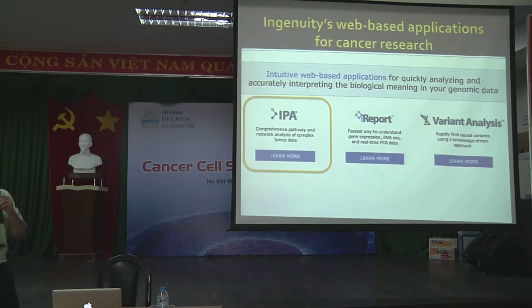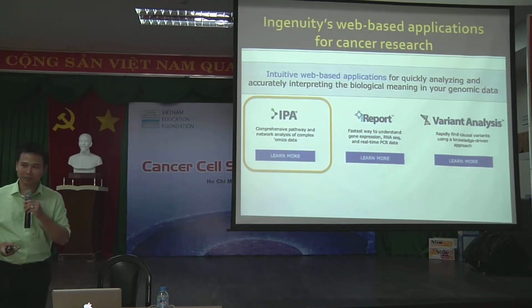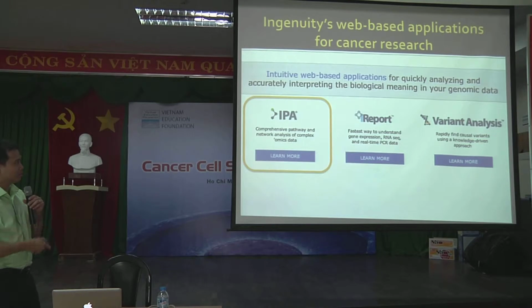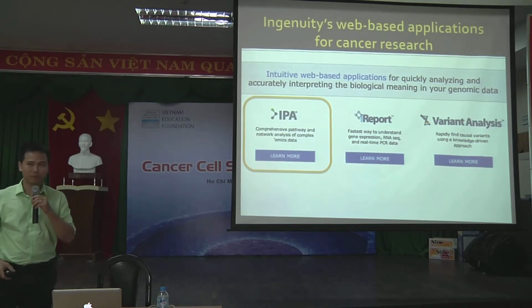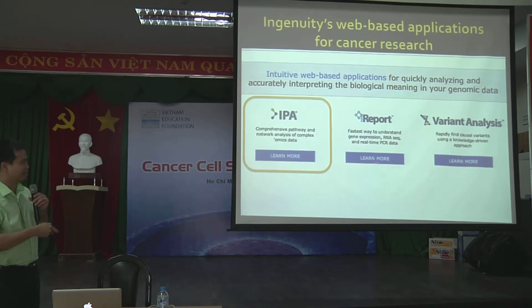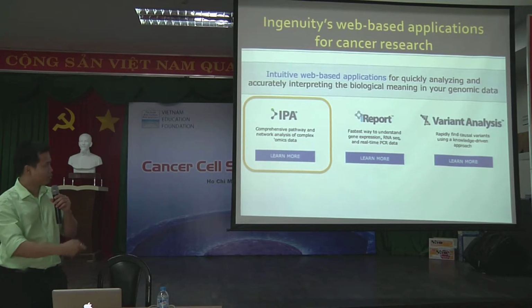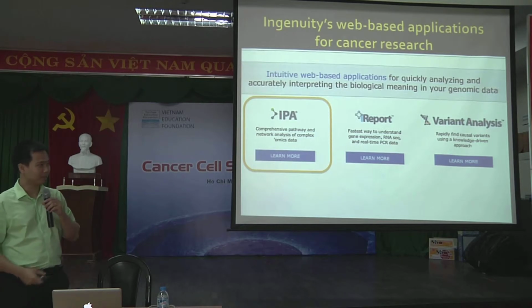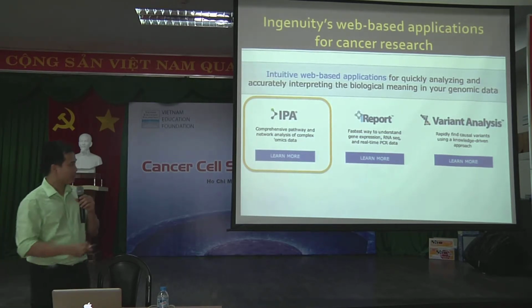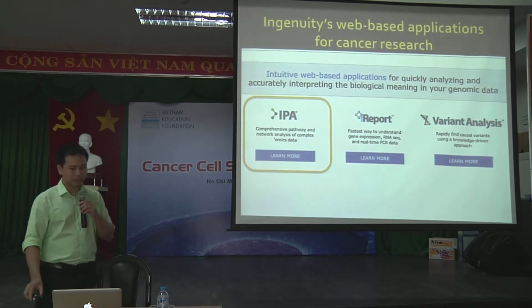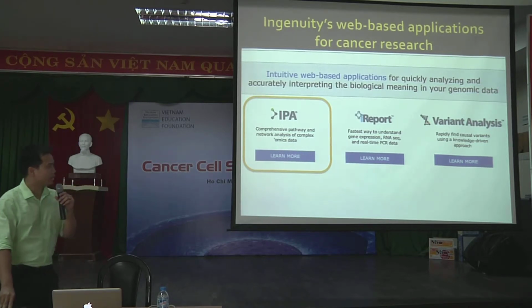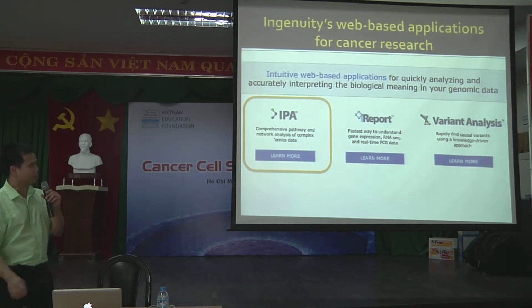If we don't know how to use IPA and we have a lot of money, you can send the data to Ingenuity Systems, and they will create an iReport for you. So this is basically like you pay them money and they do the analysis for you. The iReport service will give you the same data as IPA, but it requires some training. Variant analysis is a new service and allows you to rapidly find causal variants using a knowledge-driven approach.